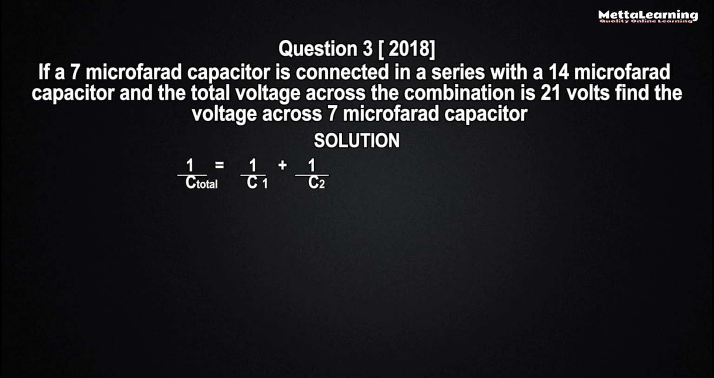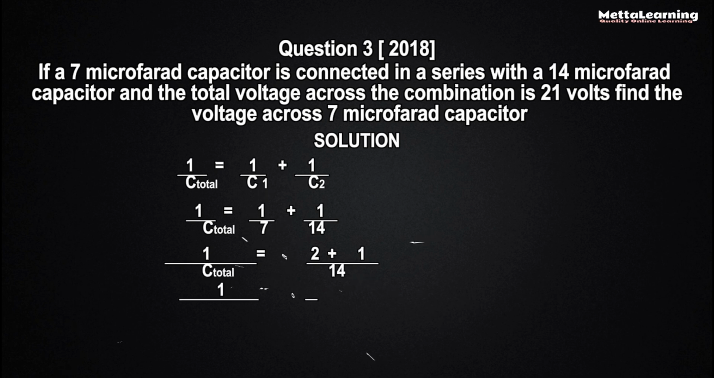So when we plug this in, we have 1 over equivalent capacitance equals 1 over 7 plus 1 over 14. So we can use 14 as our LCM. So we have 2 plus 1 all divided by 14, which equals 3 divided by 14. So when we cross multiply, we have the equivalent capacitance to be 14 divided by 3 microfarads, which is 4.67 microfarads as our equivalent capacitance.